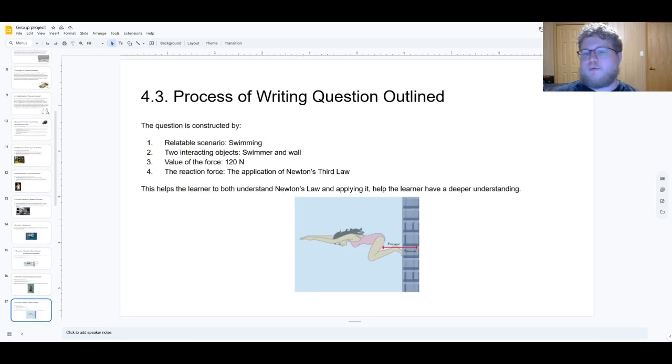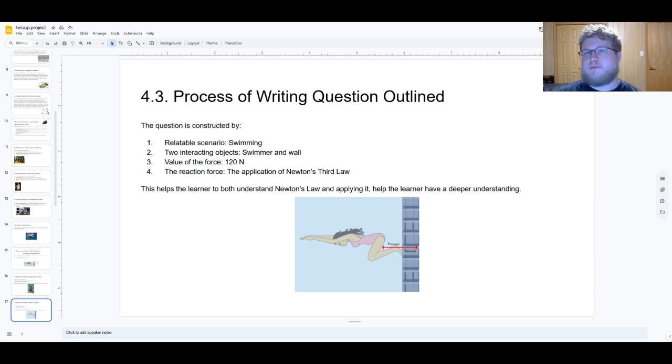Section 4.3. Process of writing question outlined. The question is constructed by a relatable scenario, which is swimming, the fact that it has two interacting objects, which is the swimmer and the wall, the value of the force, which is 120 newtons, and the reaction force, which is coming from the application of Newton's third law.